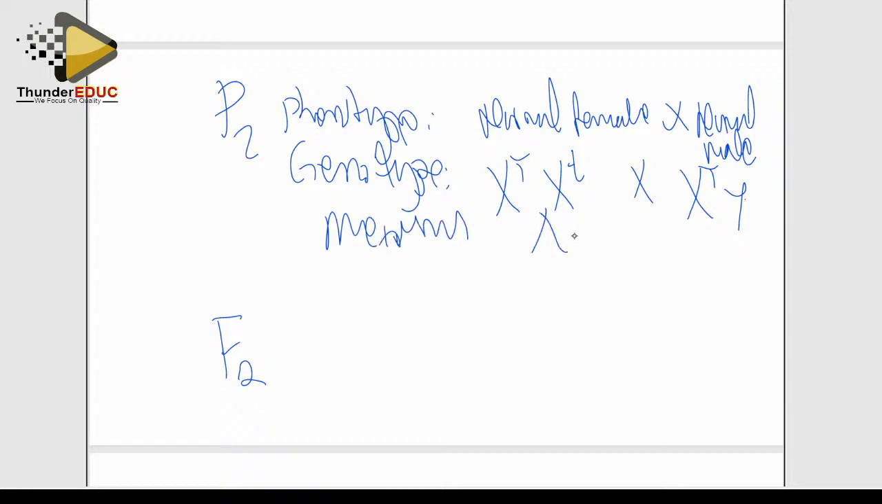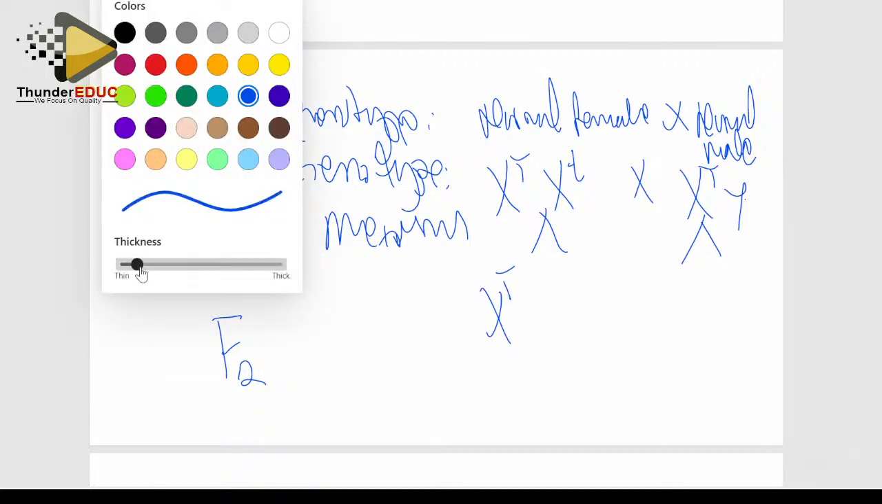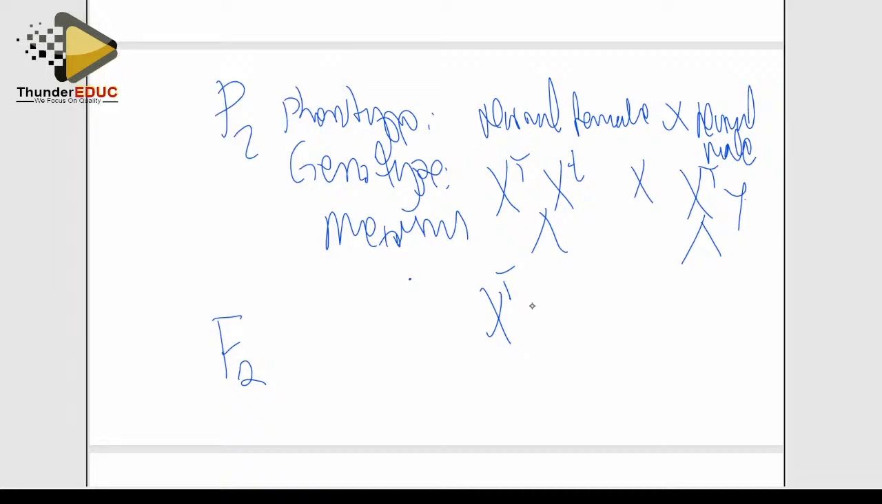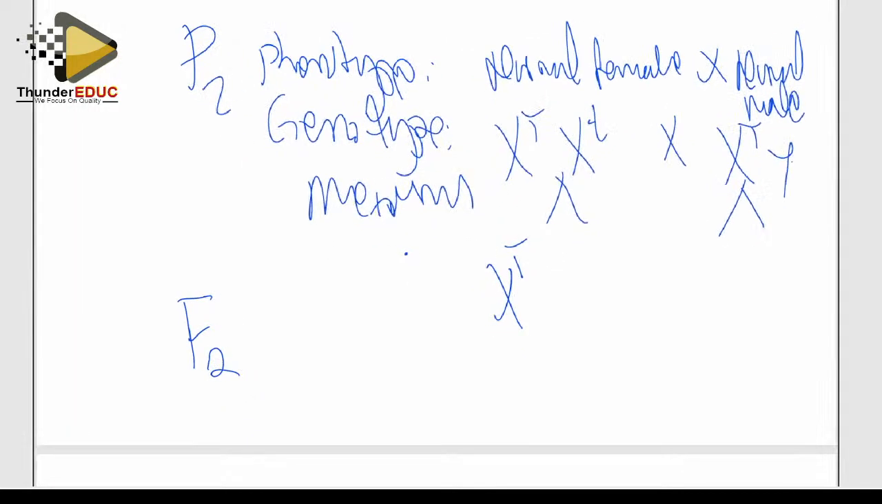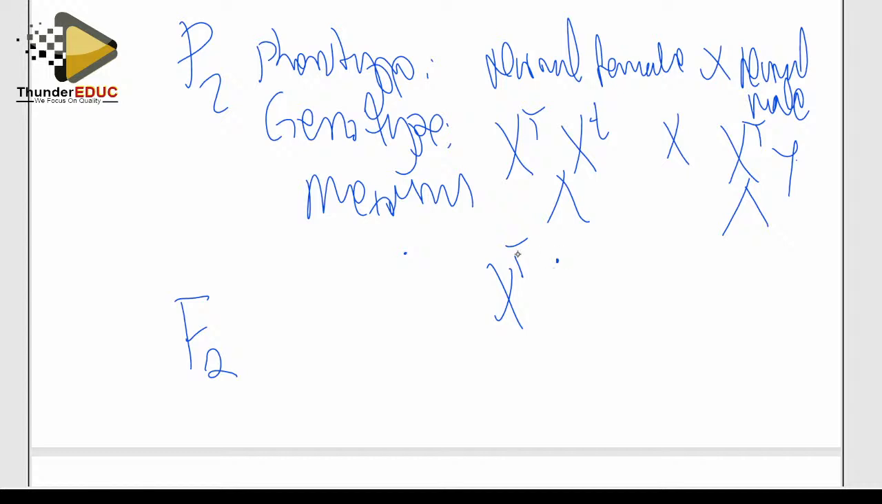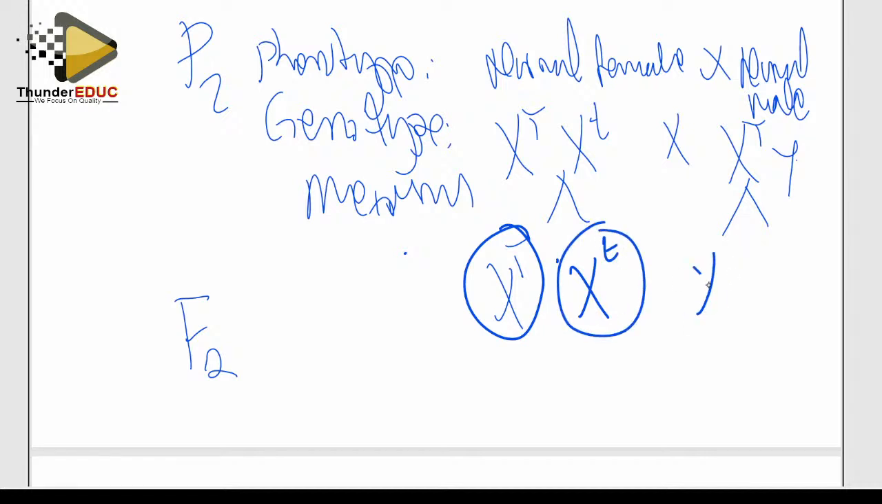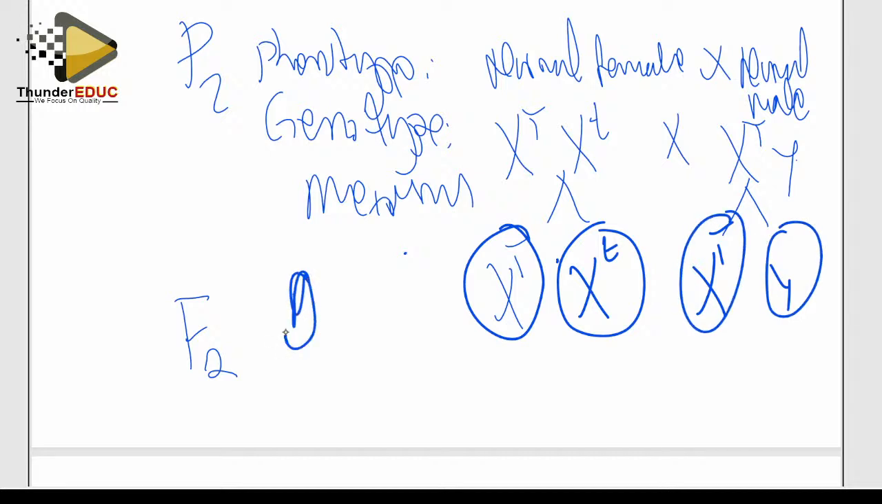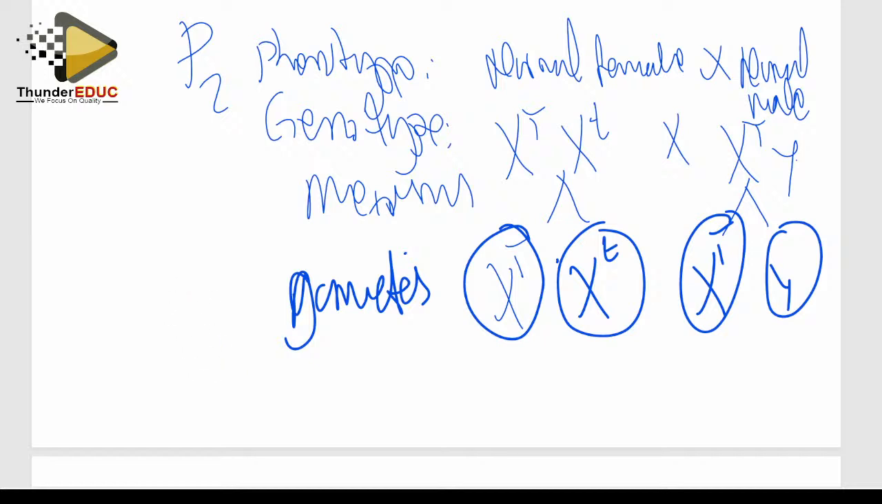Then when meiosis occurs, you're going to have capital T, capital X small t. Then this one is going to be X capital T, Y. You see? Then these are gametes. Let me just make this one far.